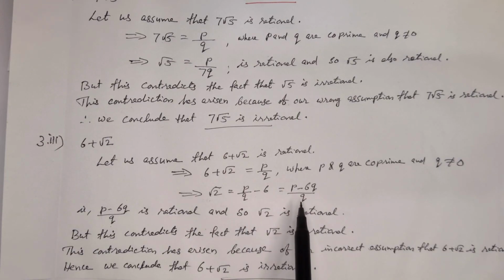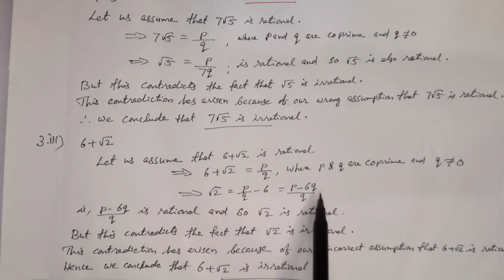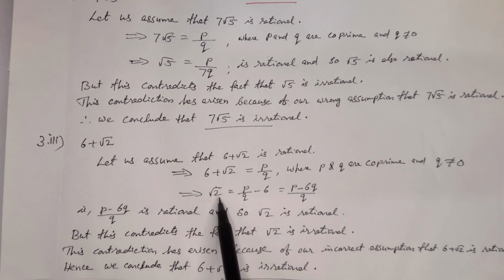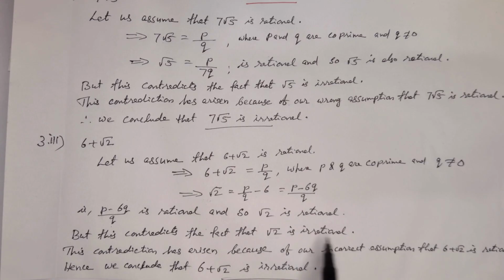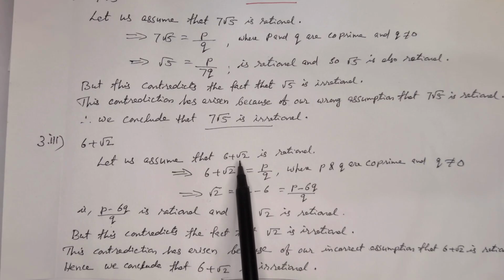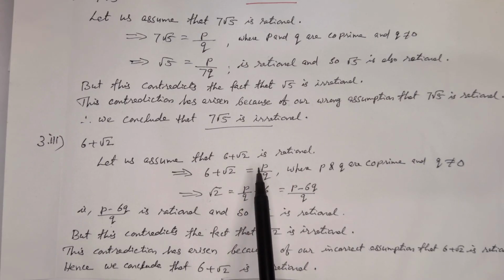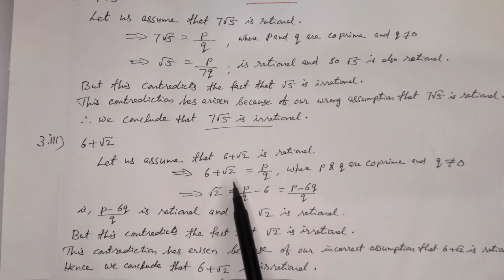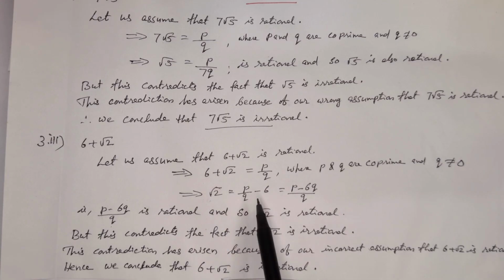So here we can write p minus 6q by q, which is rational, which implies the left side of that equation, root 2, is rational. But this contradicts the fact that root 2 is irrational. We know that root 2 is irrational, but here we are getting root 2 as rational. This contradiction has arisen because of our wrong assumption that 6 plus root 2 is rational, which means we can conclude that 6 plus root 2 is irrational.